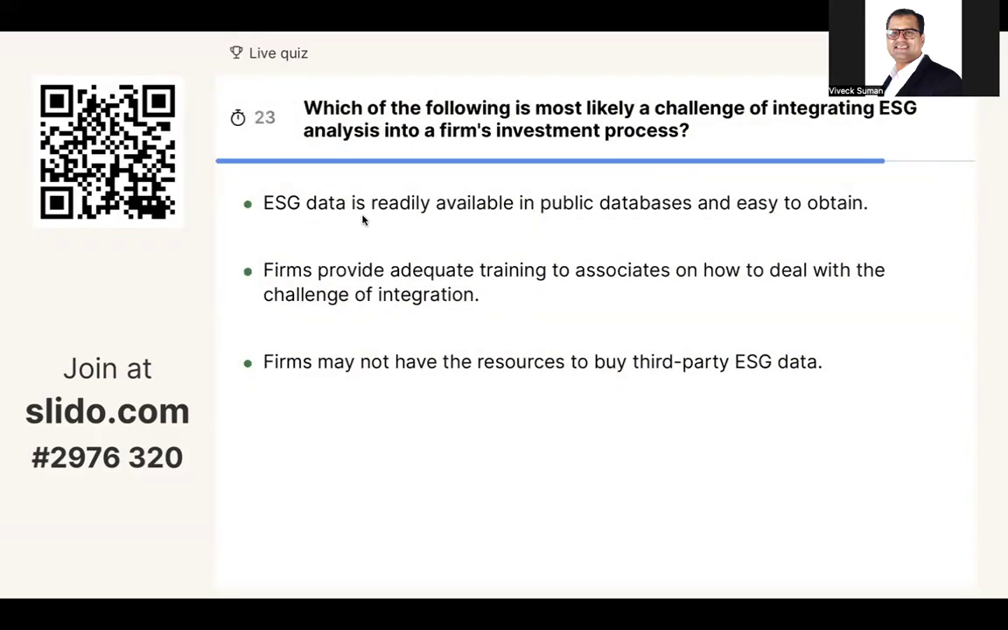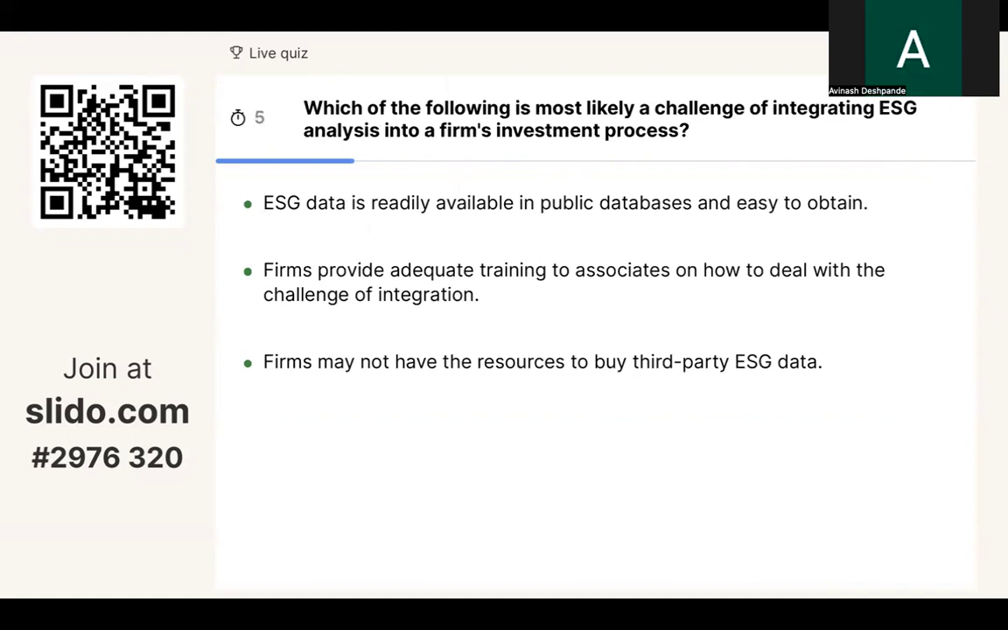Okay, Avinash, go ahead. Read this question. Which of the following is most likely challenge of integration ESG analysis into firm investment process? ESG data is readily available in a public database and easy to obtain. Firms provide adequate training to associate on how to deal with the challenges. Firms may not have resources by third party to ESG data.